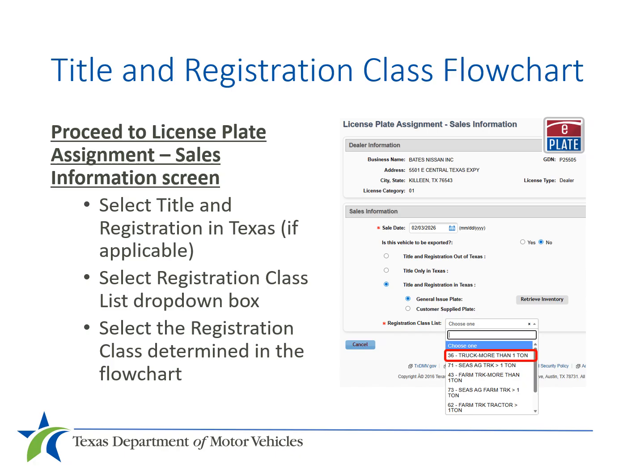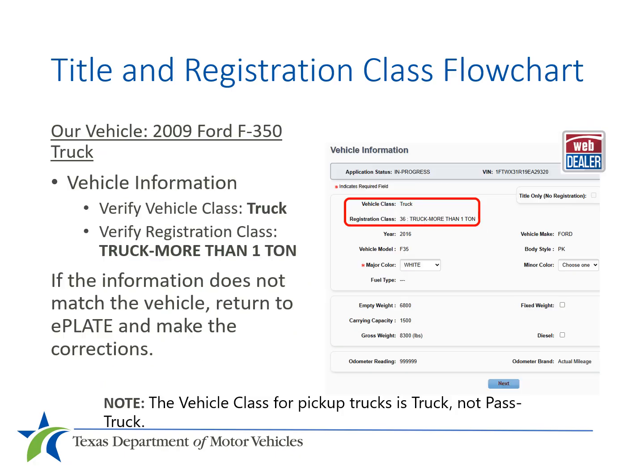Now, let's proceed to webDEALER and verify the section that the flowchart applies to. The first screen in webDEALER that reflects the vehicle class and registration class is the vehicle information screen. For our vehicle, the 2009 Ford F-350, this screen should show the vehicle class as truck and registration class as truck more than 1 ton, in accordance with what was entered in ePlate. If this information does not match, then the information entered in ePlate was entered incorrectly and will need to be corrected before processing your transaction in webDEALER.